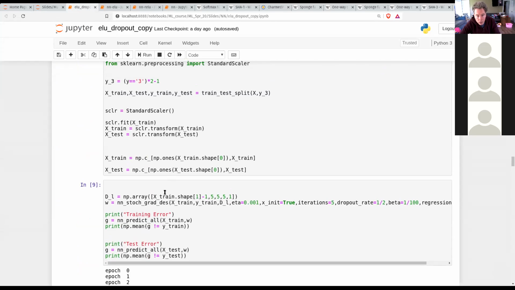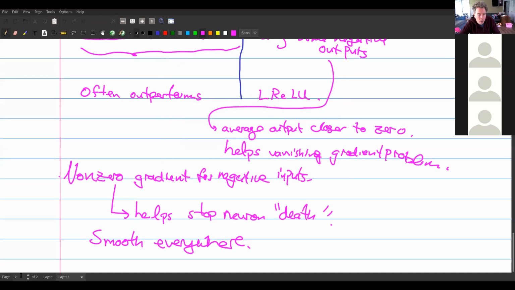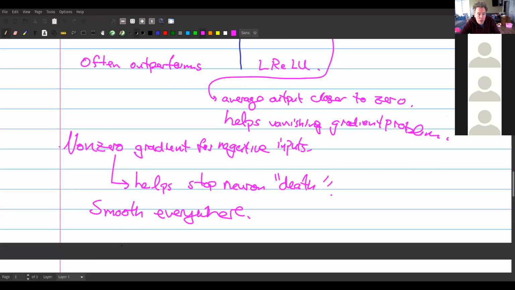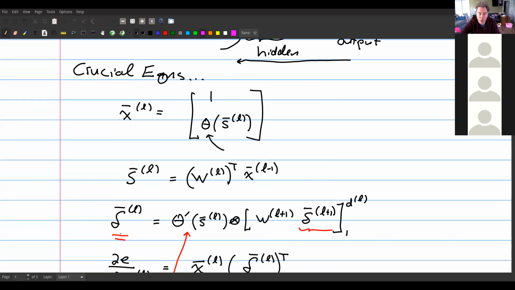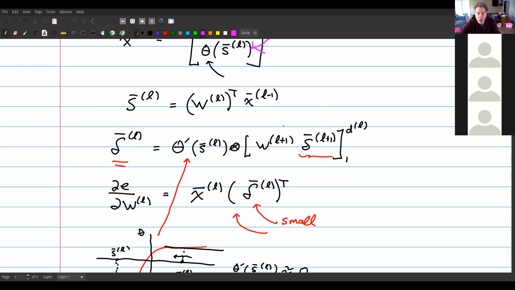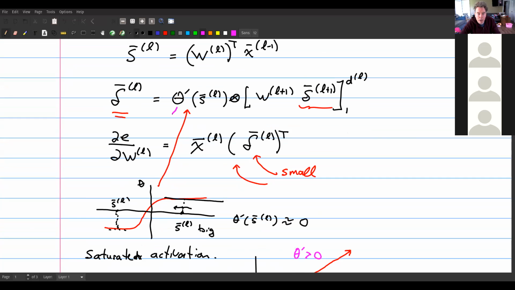If you look at the equations, let me take you back to the previous page. We wrote down these crucial equations. There are only a few places where the activation function actually shows up in the code. This is the only place it shows up in forward propagation, and then in back propagation, it shows up here. And then I didn't write it, but there's also a base case for the sensitivity vector for the last layer.